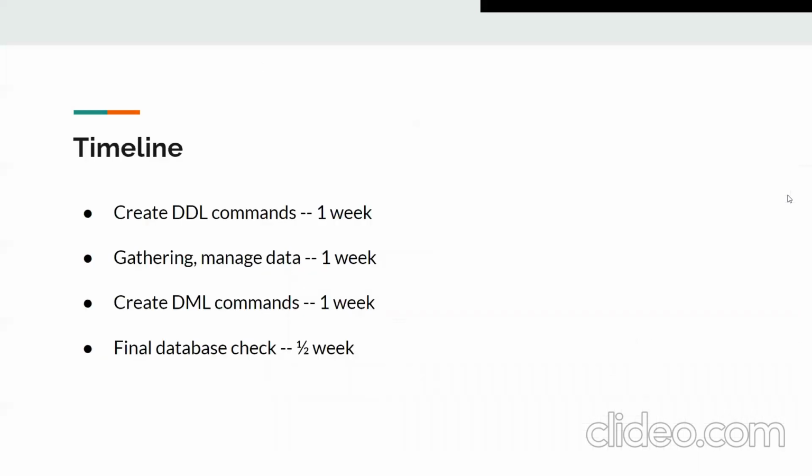So the timeline here is for the things we will have to do for our future project. We will need 1 week to create the DDL commands and also 1 week to gather and manage the data from civil engineering labs or some companies so we can put it into the database. And also we will create the DML commands for about 1 week. Finally, we will perform a final database check in about half a week to make sure everything works appropriately and effectively. That's all for our presentation today.